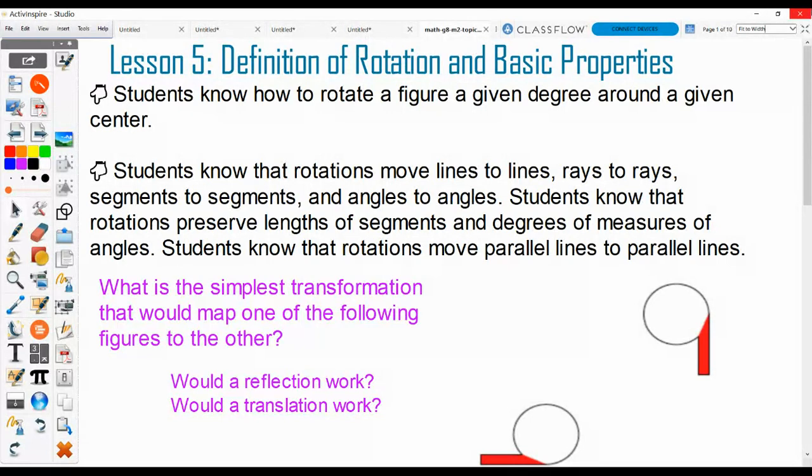So looking down below, what is the simplest transformation that would map one of the following figures onto the other? If we wanted to move one of them on top of the other one, what could we do? What's the simplest thing? Could we reflect it? It would take a lot of reflections, right? We'd have to flip it a bunch of times. What about a translation? Could we just slide it over? No, you see that, right? We're going to need to rotate that shape. In order to get it, we're going to have to rotate it around, and then we're going to have to slide it.